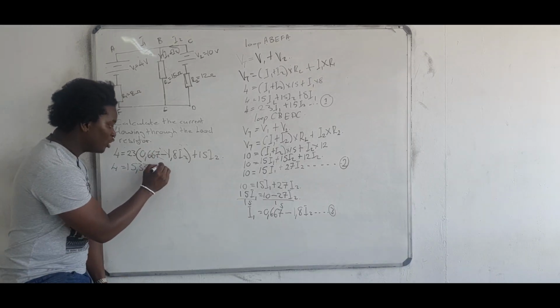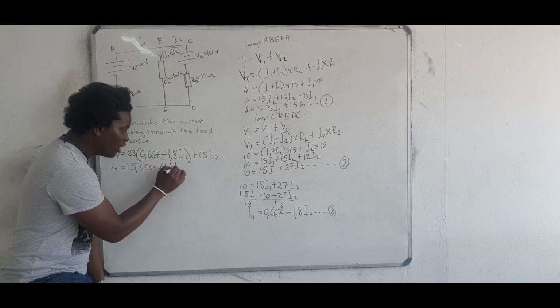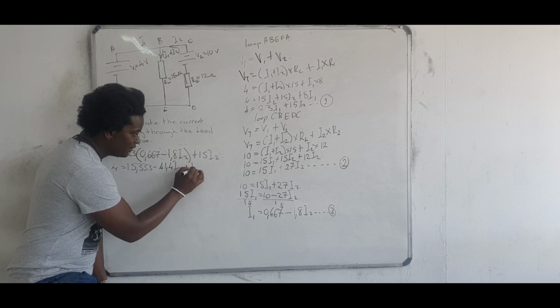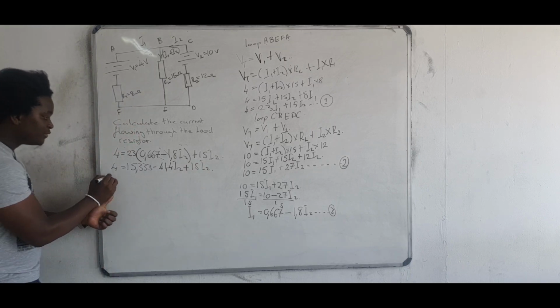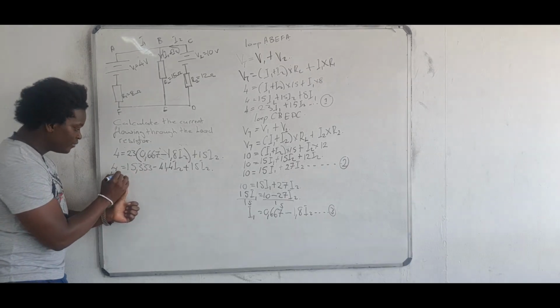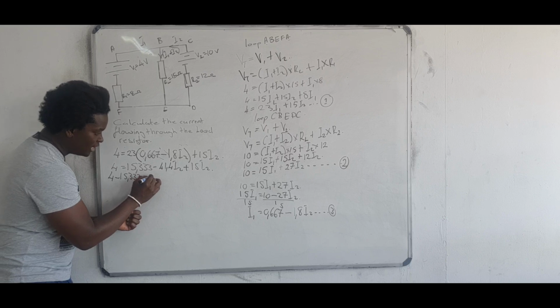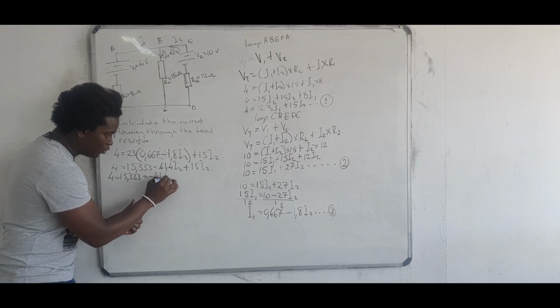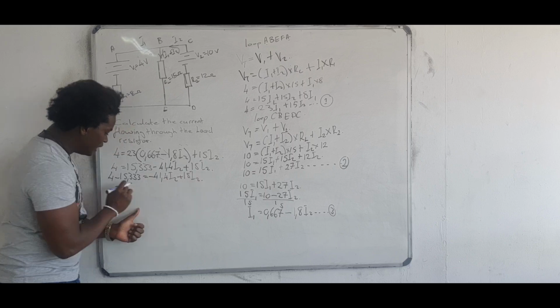Okay, so for this one, we got 41.4 I2 plus 15 I2. Now, apples to apples, oranges to oranges, right? So it's going to be 4 minus, take this one to the other side, it becomes a minus, right? 15.333 is equal to negative 41.4 I2 plus 15 I2. Let's start from this side.